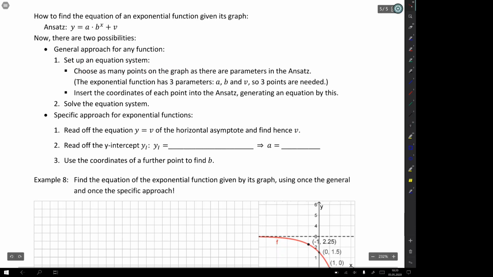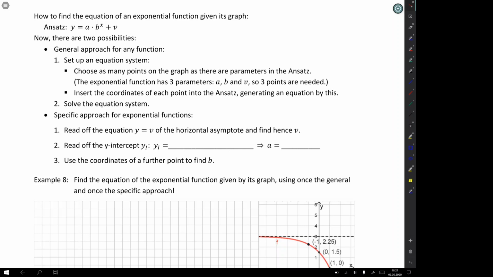So here we have a, b, and v, so 3 parameters, and then we just insert the coordinates of these 3 points into the ansatz, and we get 3 equations. So we have a 3 by 3 system, so we can solve it to find the parameters. The second way is just to use a specific approach for exponential functions.